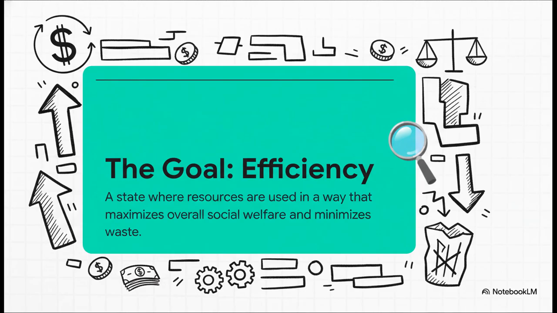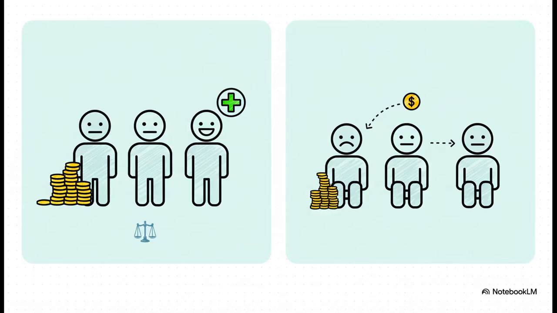And what's the ultimate goal of all this analysis? Well, in a word, efficiency. An efficient law is one that helps society use its resources in the best way possible, creating the most overall value and social welfare, all while cutting down on waste. It's really about getting the most bang for our societal buck. But here's where it gets interesting. Efficiency actually comes in a couple of different flavors.